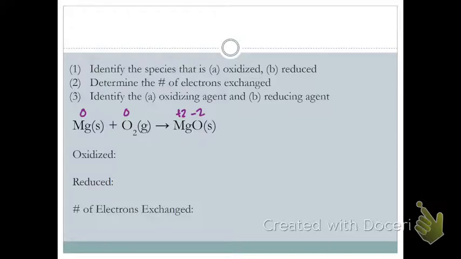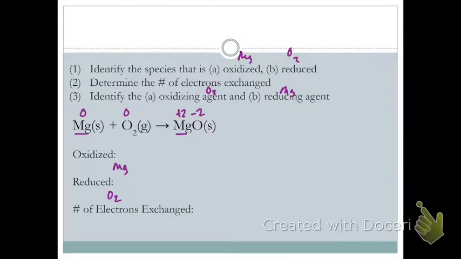So what's being oxidized? Well, let's check it out. Magnesium is going to a +2, so that's being oxidized because it's losing electrons, right? So what's being reduced? Oxygen, it's going to a negative, it's gaining electrons. And so as soon as I have this done, my oxidizing agent is the one being reduced, so the answer is O2 here, and then my reducing agent is the one being oxidized, that's magnesium.